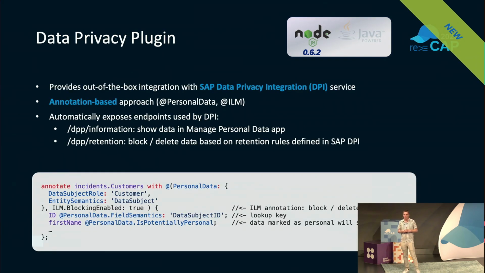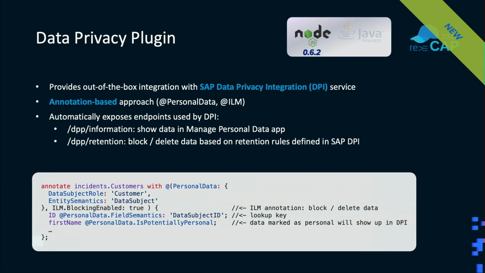Okay, now coming to a couple of new plugins. And the first one that I want to present is the data privacy plugin. The data privacy plugin, currently only available for Node, provides out-of-the-box integration with SAP's data privacy integration service. Again, we have a very easy out-of-the-box approach here using annotations.